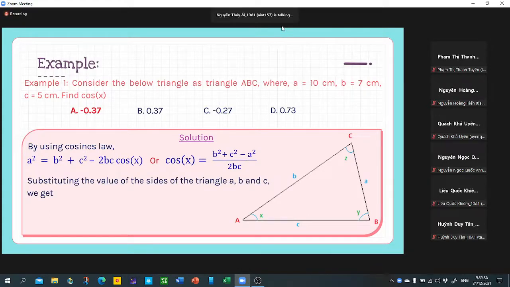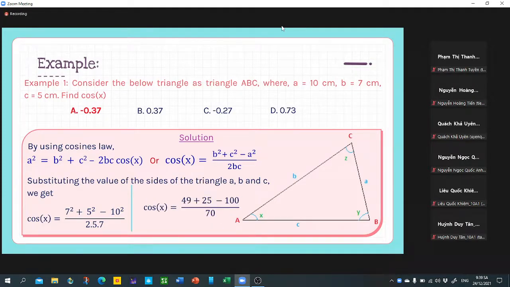Substituting the values of the sides of the triangle a, b, and c, we get cosine x equals 7 squared plus 5 squared minus 10 squared on the multiplication of 2, 5, and 7. We have cosine x equals 49 plus 25 minus 100 divided by 70. The answer is minus 0.37.